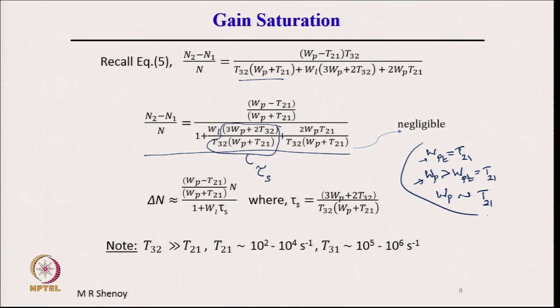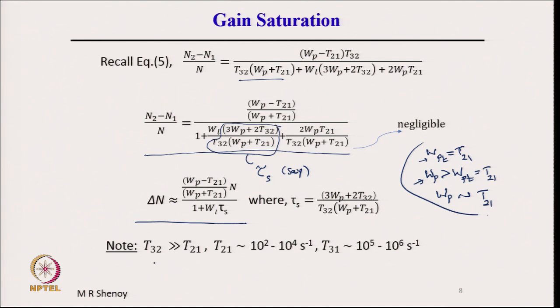If we call this tau s, tau is a unit of time. You can see that it is a unit of time because this is inverse time, inverse time, inverse time. So this cancels, but there is another inverse time, therefore it goes to the numerator, which must be time. So we say let this be tau s, then we can write delta n nearly equal to this. We have neglected the third term, that is why it is nearly equal to WP minus T21 divided by this, where tau s is equal to the term which is within the circle.